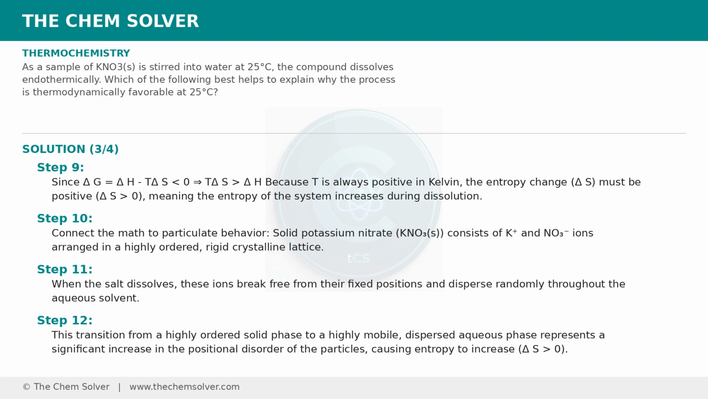Connect the math to particulate behavior. Solid potassium nitrate, KNO3, consists of K+ and NO3- ions arranged in a highly ordered, rigid crystalline lattice. When the salt dissolves, these ions break free from their fixed positions and disperse randomly throughout the aqueous solvent. This transition from a highly ordered solid phase to a highly mobile, dispersed aqueous phase represents a significant increase in the positional disorder of the particles, causing entropy to increase, delta S greater than 0.